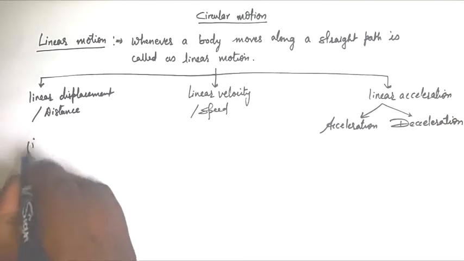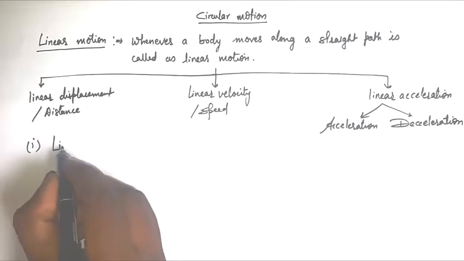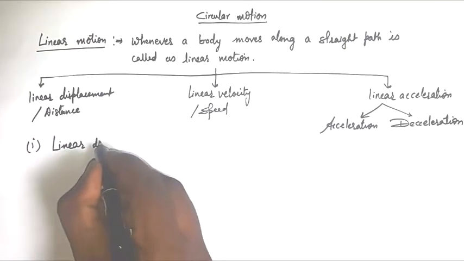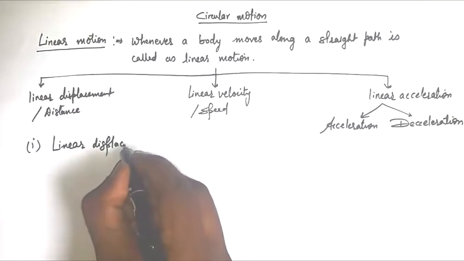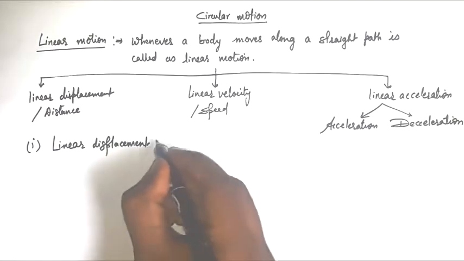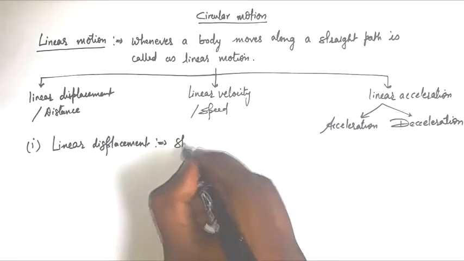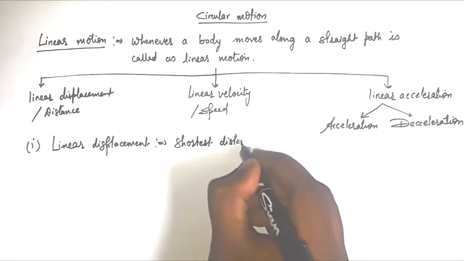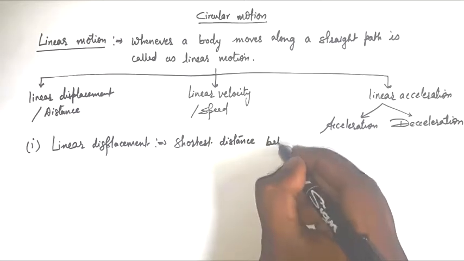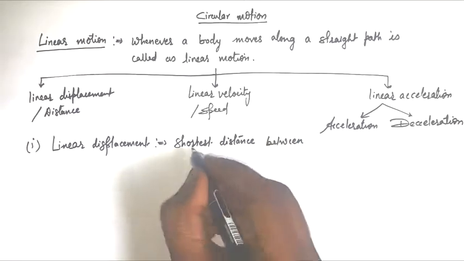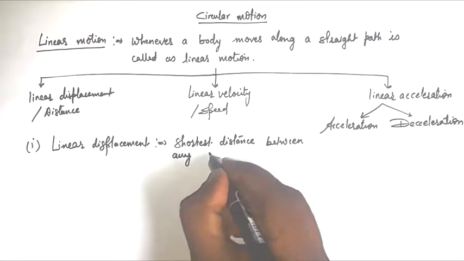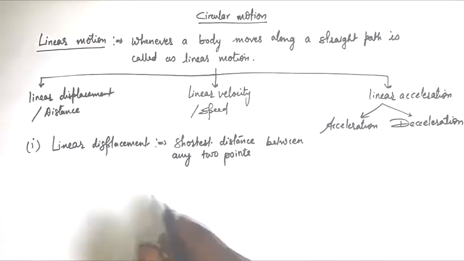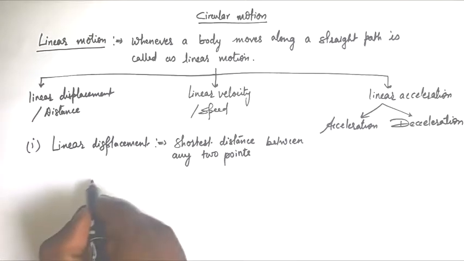So let's first discuss linear displacement. What actually does linear displacement mean? सपोज करके चलिए कि जब आप लीनियर डिस्प्लेसमेंट के बारे में पढ़ रहे हैं तो आपको एक बॉडी कंसीडर करनी है और वो बॉडी एक शॉर्टेस्ट डिस्टेंस कवर करेंगी इन अ गिवन टाइम और वो एक पॉइंट से दूसरे पॉइंट तक पहुंचेंगी. The shortest distance between any two points is called linear displacement.